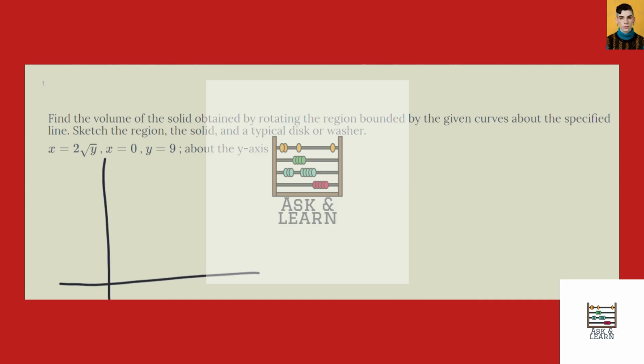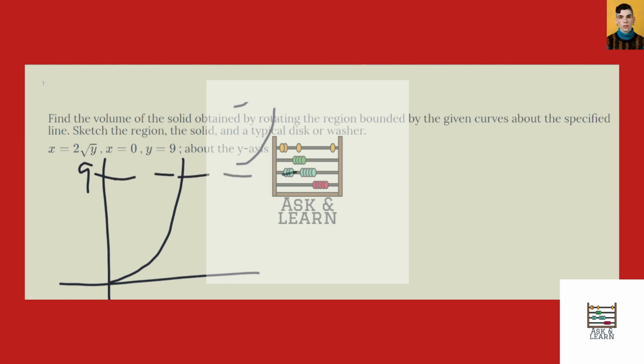So the x equals 0 is just the y-axis line, so we don't really have to care about that. The y equals 9, we can just call it like that. Now the x equals 2 times the square root of y. So typically the square root of y looks like this kind of shape, but the 2 times the square root of y basically makes it wider. So it's still the same shape. We don't really care about what it specifically looks like because this is just a rough sketch.